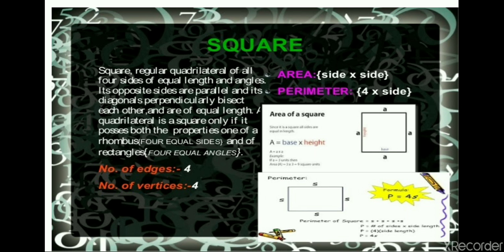Now let us see the area and perimeter of a square. A square is also a quadrilateral with all four sides and angles equal. The basic concept of area is length into breadth. As the length and breadth are equal, the area of a square is side into side, or we can also write L into L. The perimeter of a square is 4 into side, as perimeter means the sum of all sides. As all sides are equal, the perimeter is 4 into side.